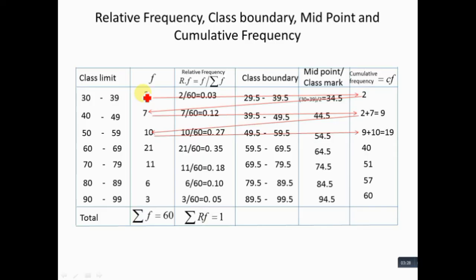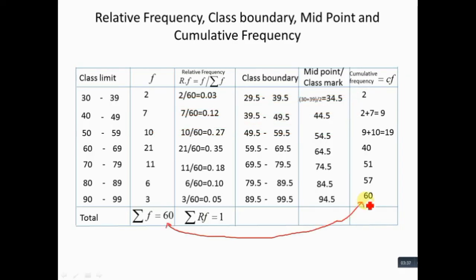frequencies of the first three classes, and so on. In this way, we can find all the cumulative frequencies for all classes. The last cumulative frequency must be equal to the total frequency, which is equal to 60.